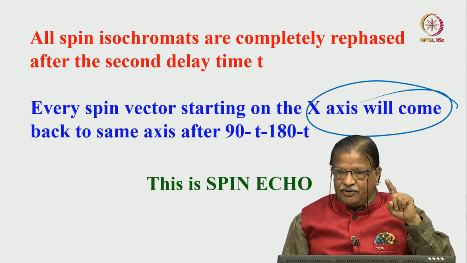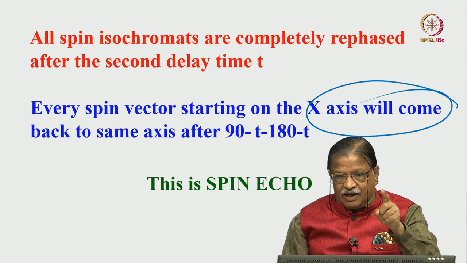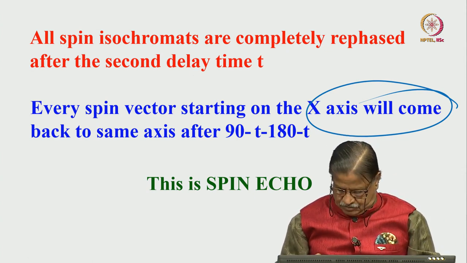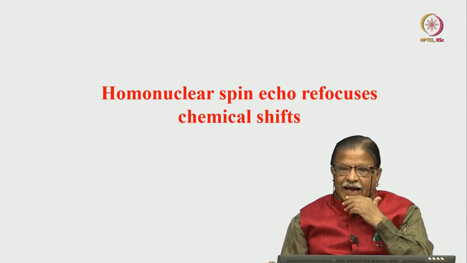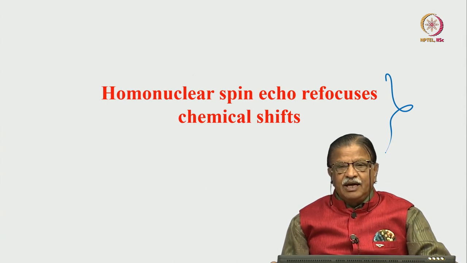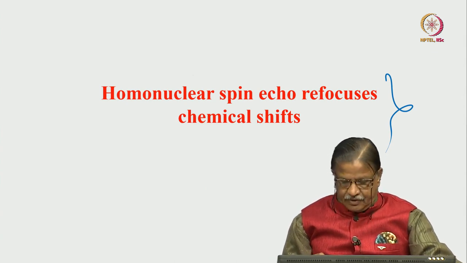Understood the concept of spin echo? Spin echo in the homonuclear case refocuses the chemical shifts. This is the logic. You should remember: homonuclear spin echo refocuses chemical shifts.